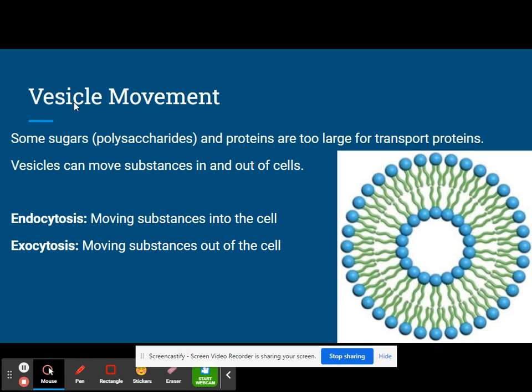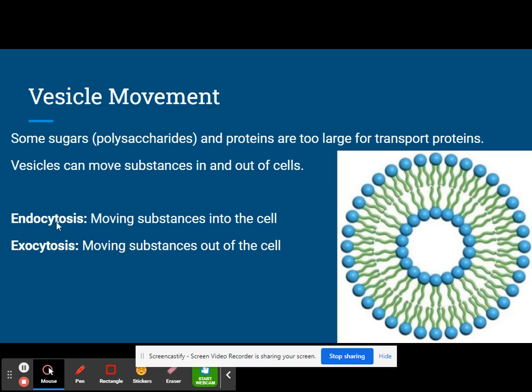Another way that things can move into and out of the cells is by using vesicles. If you notice, the vesicles look like phospholipids. They are exactly made of phospholipids. In the endoplasmic reticulum, if it's the rough endoplasmic reticulum, you're processing proteins. In the smooth endoplasmic reticulum, you're processing lipids. These lipids and proteins are sent to the Golgi apparatus, and the Golgi creates these packages and puts the proteins in the middle. Now, this kind of movement, vesicle movement, is usually associated with much larger pieces of solute or larger molecules that you want to move in and out of cell membranes.